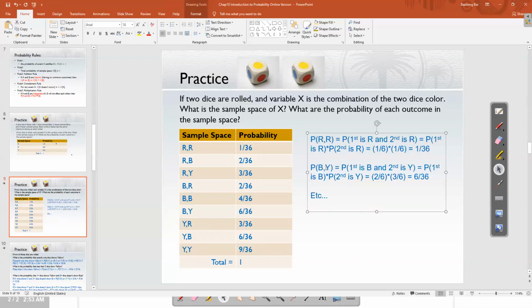And then the probability of red and blue, for example.